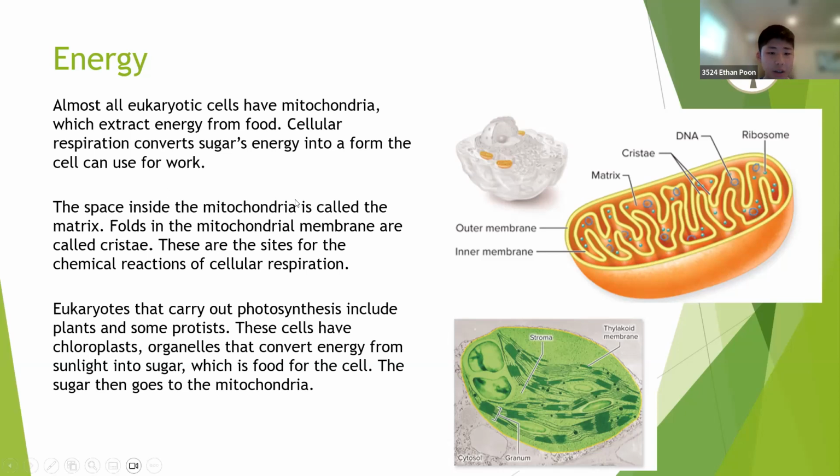And the space inside the mitochondria is called the matrix, and folds in the mitochondrial membrane, you can see here in this diagram, are called cristae. And these are the sites for the chemical reactions of cellular respiration.